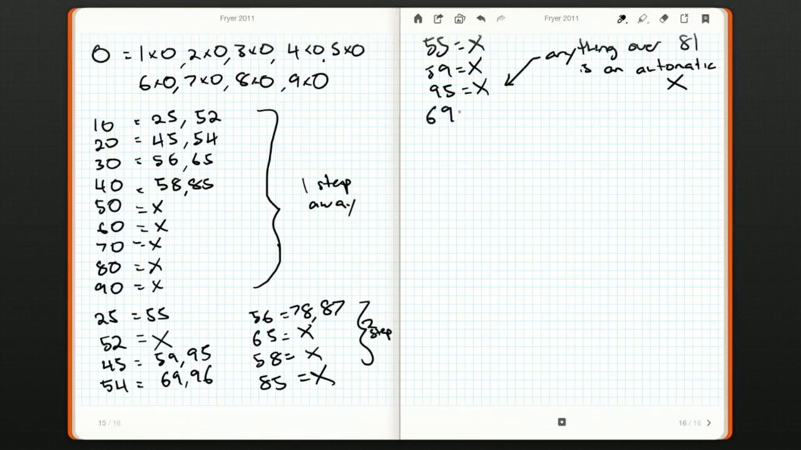So 69, that's 3 times 23. Nope. 96, that's automatically an X. I don't even need to worry about it because it's over 81. 78, that's 2 times 39, so that's 6 times 13. That's not going to work. And 87 is over 81, so it's an automatic X.